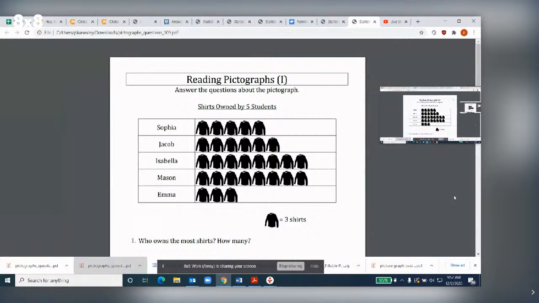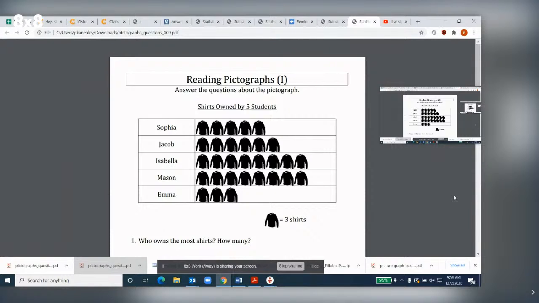And remember, the first thing you want to do is look at the whole graph. In this one, the title is Shirts Owned by 5 Students. And in this graph, each shirt represents 3 shirts. That's like the key. Especially in a pictograph, you want to see what the symbol represents. In this case, the shirt represents 3 shirts.